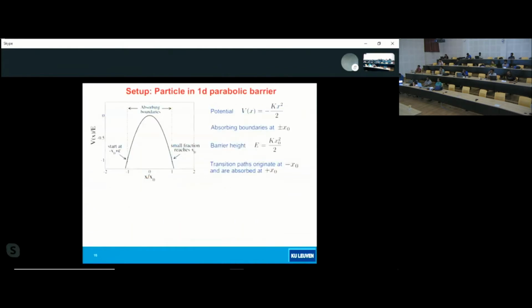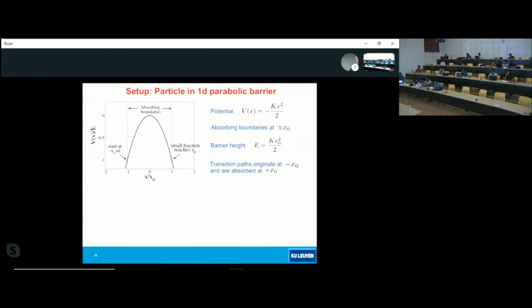Now we are ready to step into the problem, which is the particle in a 1D parabolic barrier. In my problem, I forget about the wells that are eventually on the two sides. I'm just focusing on the crossing process. The typical setup is a one-dimensional parabolic barrier, although later I will discuss other shapes of the barrier. So the potential is minus k x squared divided by 2, with a negative sign. Of course, k is positive. So it's a reversed potential, it's a barrier.